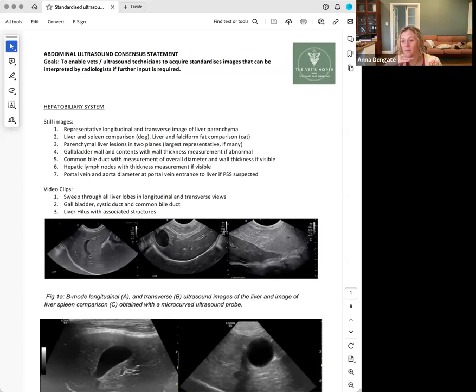Yeah. And likewise, the angle of your probe is really important here, because you can make the liver take up your whole screen by angling, looking up under the ribs. So if you're looking straight at the spine when you're right up against the ribs, then the liver should only be taking up half of your screen. It shouldn't be extending across your whole screen.